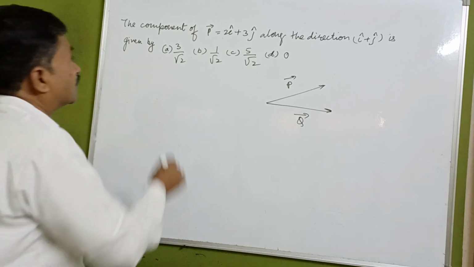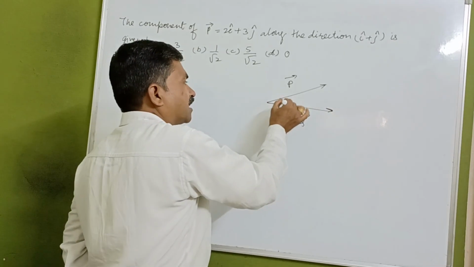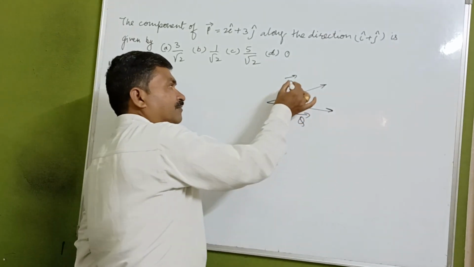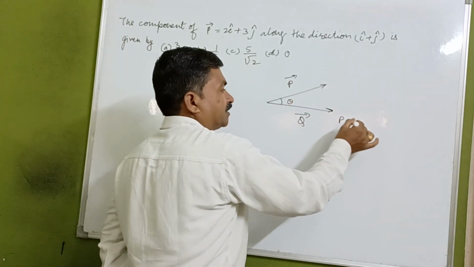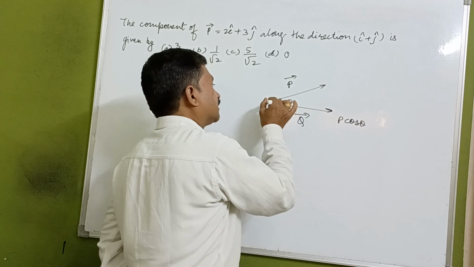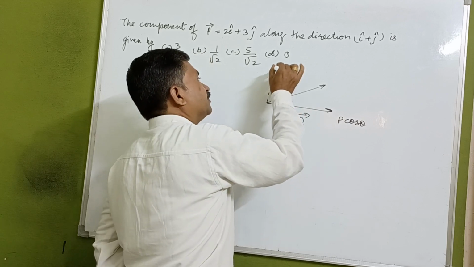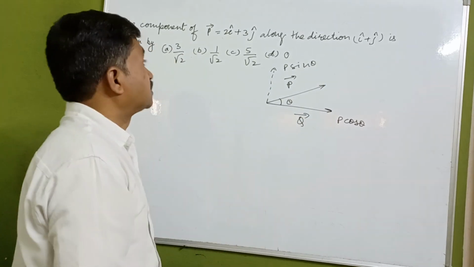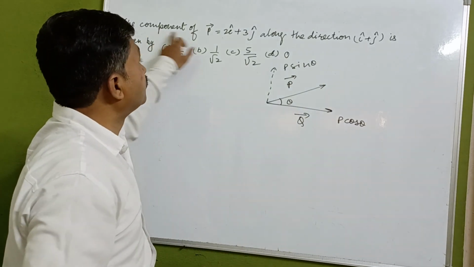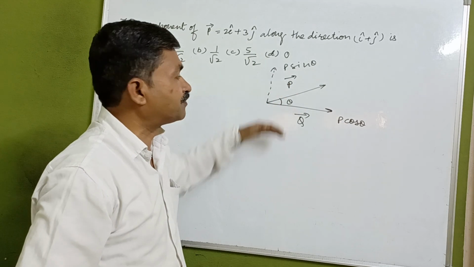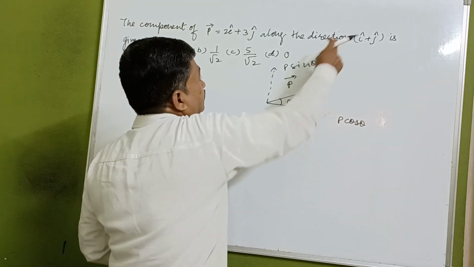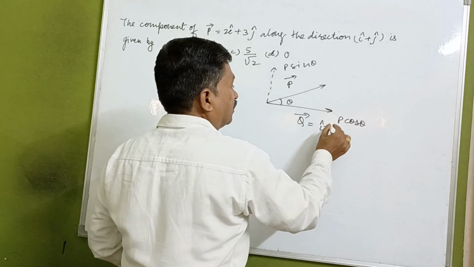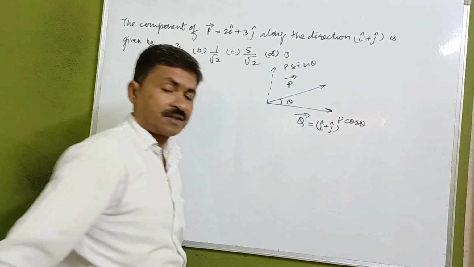Along the direction of Q, suppose P is making an angle theta. There will be a component P cos theta, and another component will be P sin theta. Now, in this question, it is asked to find the component along the direction of i + j. Suppose we take this as a vector Q, which is equal to i + j.